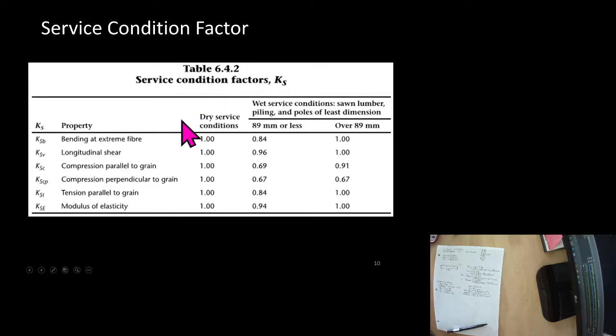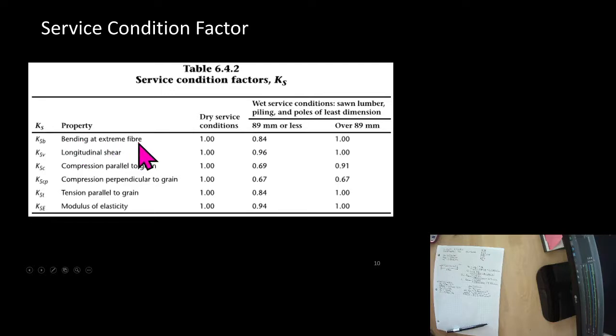So we have an element outside. It's a wet service condition of sawn lumber where we have a dimension for our least dimension of 89 millimeters or less. Whether it's our 76 or our 38, we still meet this criteria. So these are the factors we need to apply.